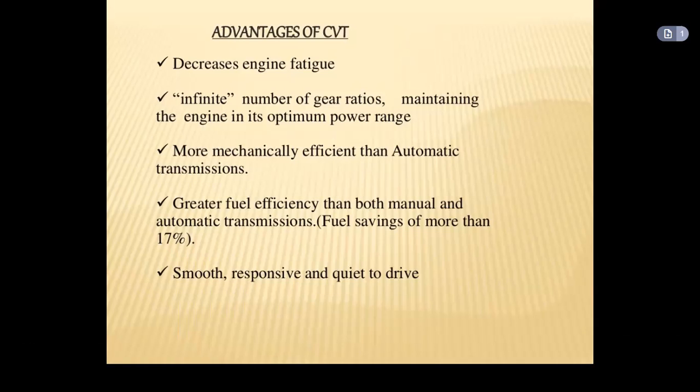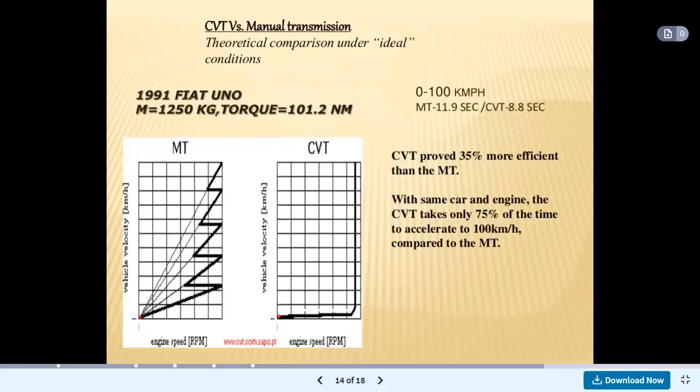On the input side, if the diameter is less, then on the output shaft side the diameter is greater. In this way, an infinite number of gear ratios are possible. And the opposite way, if we increase the diameter on the left side or input shaft, then the diameter on the output shaft decreases. It is more mechanically efficient than automatic transmission, we get greater fuel efficiency, and it is smooth, responsive, and quiet to drive.